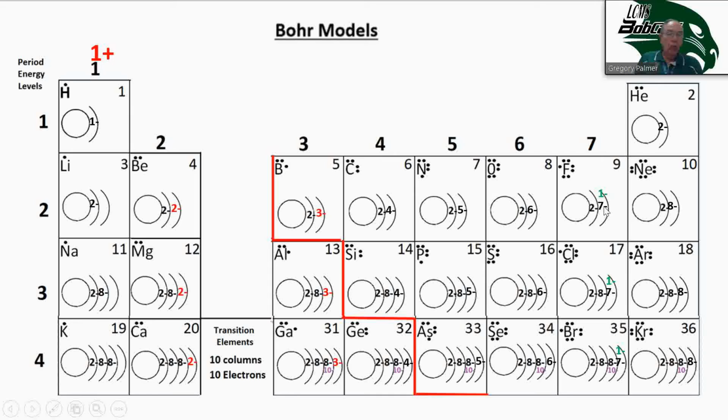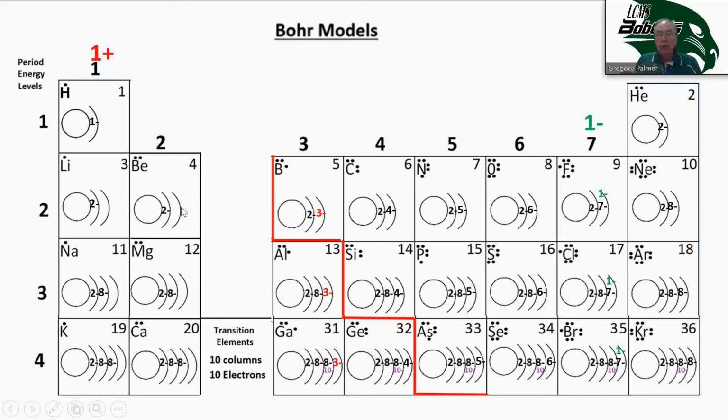Now fluorine has a full outer energy level. 1 plus 7 is 8. Chlorine, 1 plus 7 is 8. Bromine, 1 plus 7 is 8. But they gained a negative. Fluorine was balanced when it had 2 plus 7 is 9. Chlorine was balanced when it had 2 plus 8 is 10 plus 7 is 17. With this extra 1, it has a charge of -1. So it becomes a -1 ion.